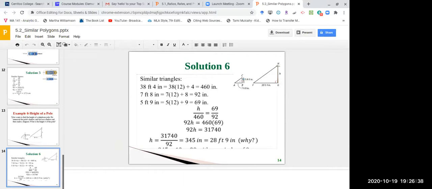So make sure you study that. Similar triangles, finding a height. That is a very important concept and we use it a lot. That's the end of 5.2. Now, the next section we had was 5.3. So let me bring up that section so we can look at that again.